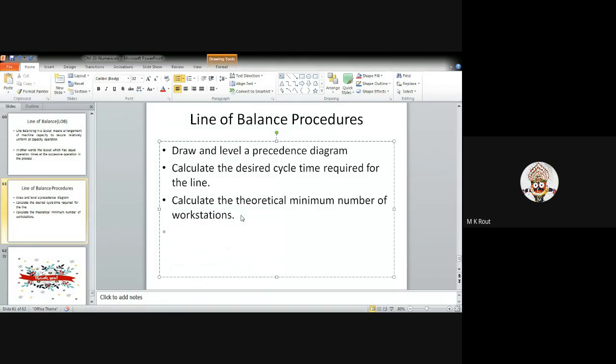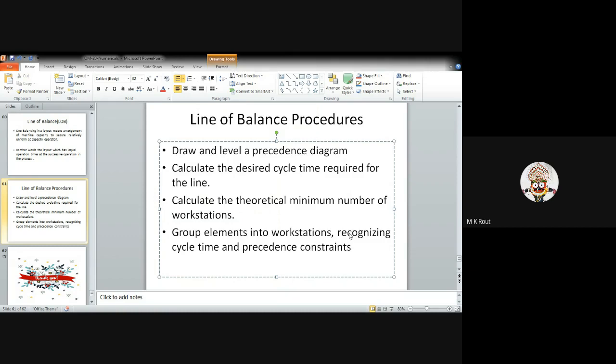The fourth one is group the elements into workstations, then recognize the cycle time, and the last one is precedence constraint. This is step number 4.